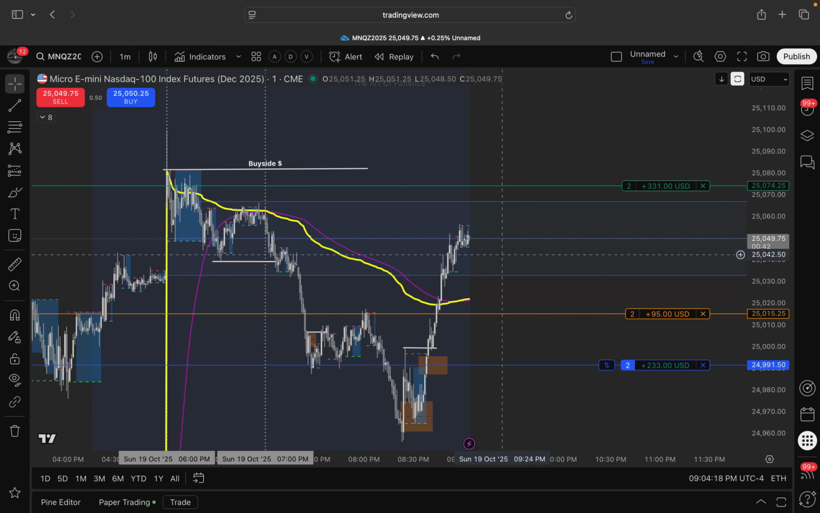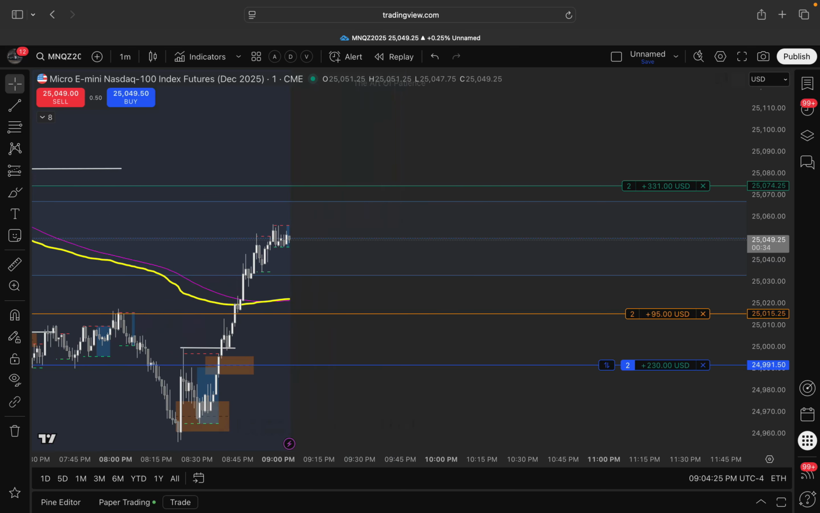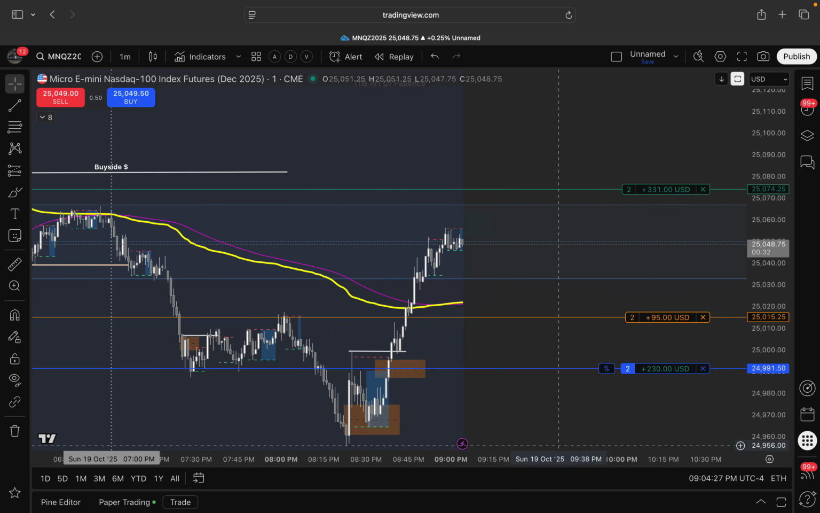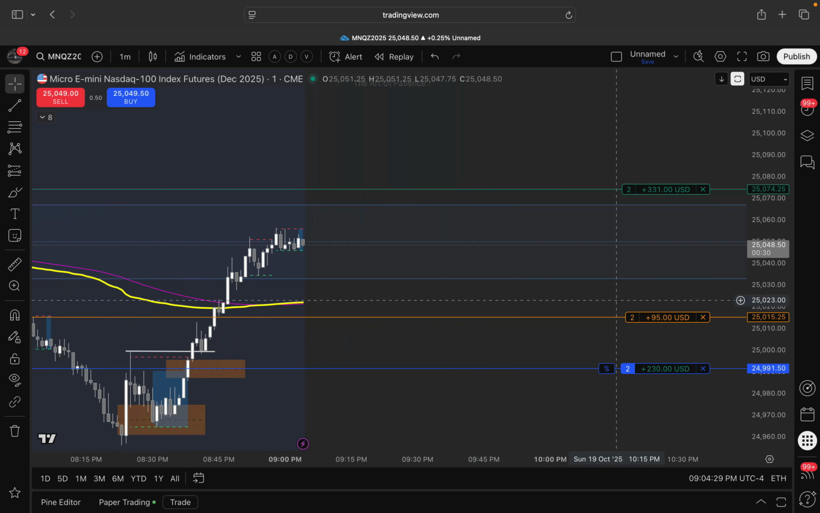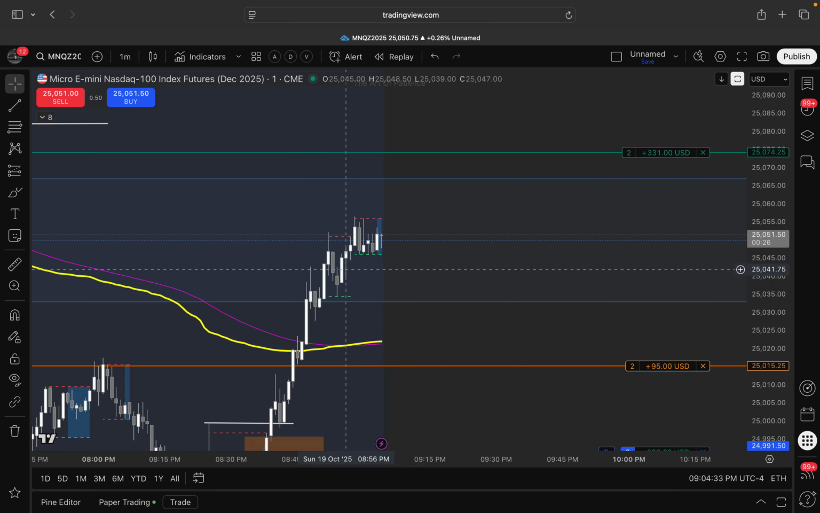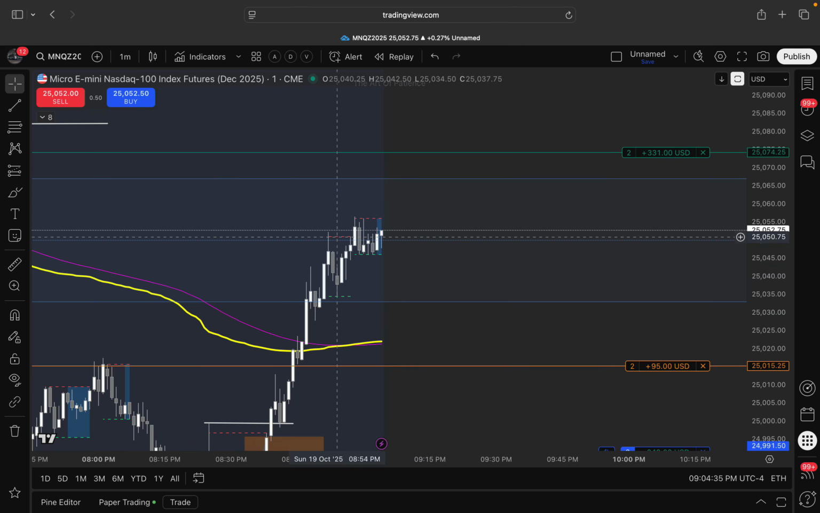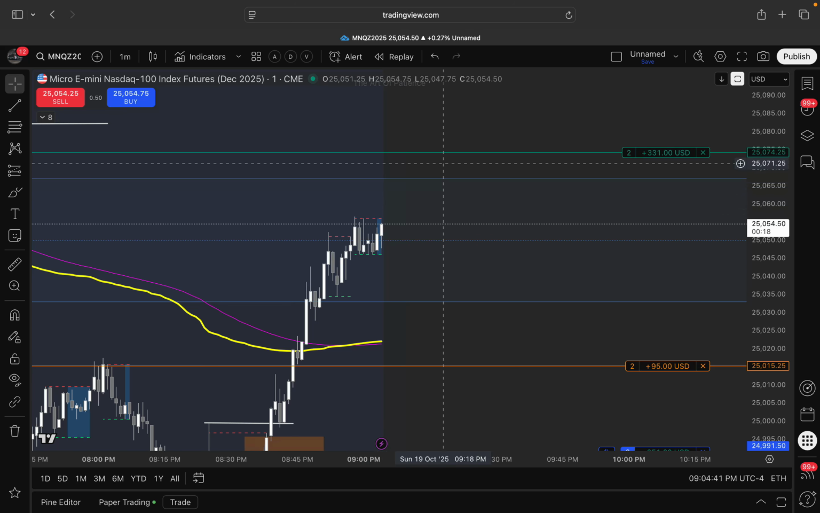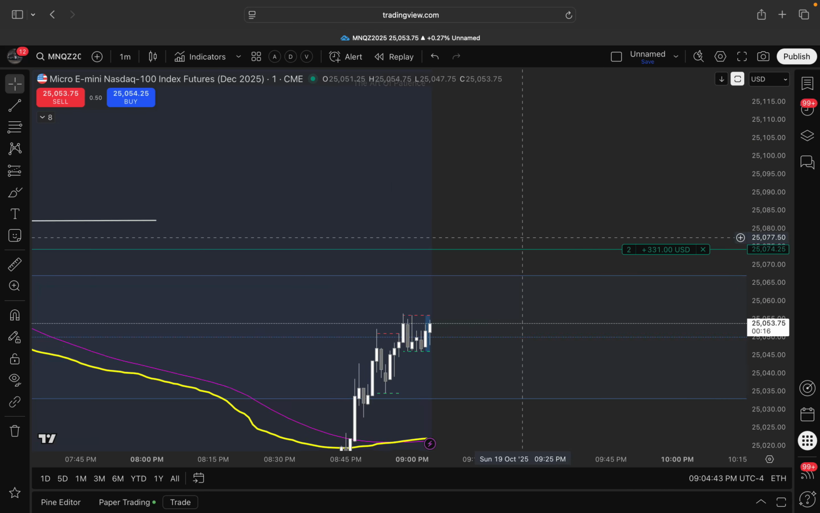It's still printing very small candles, nothing too animated, and it's starting to consolidate. So this price is kind of ranging sideways. So there has to be a breakout here soon.